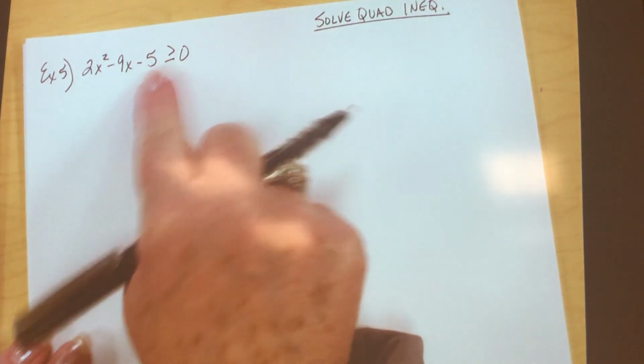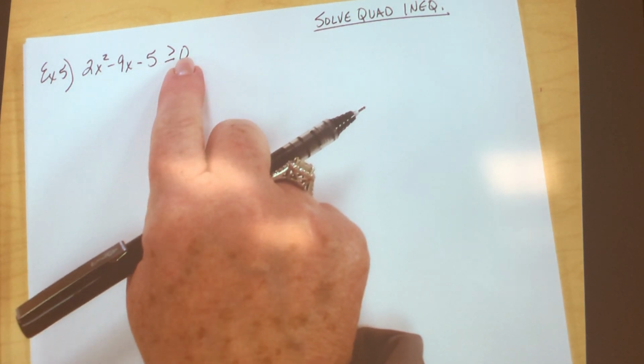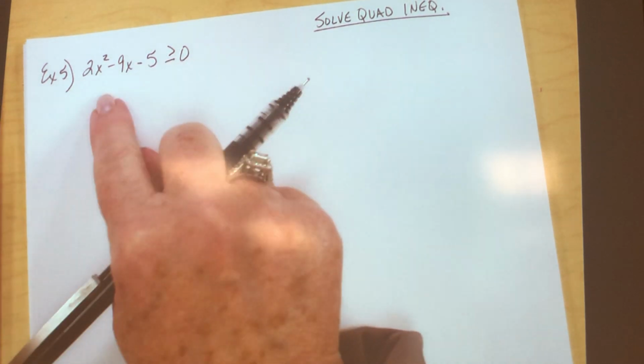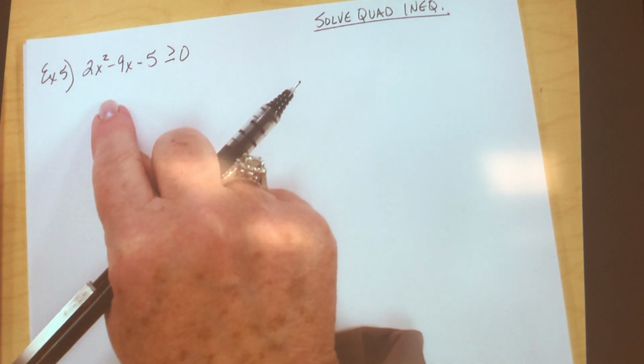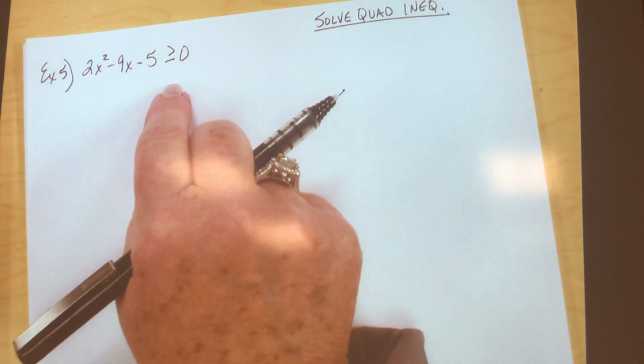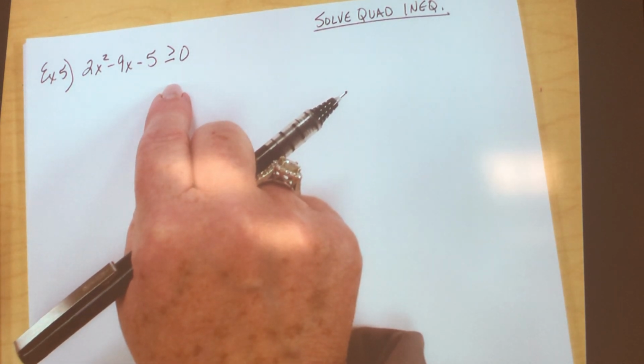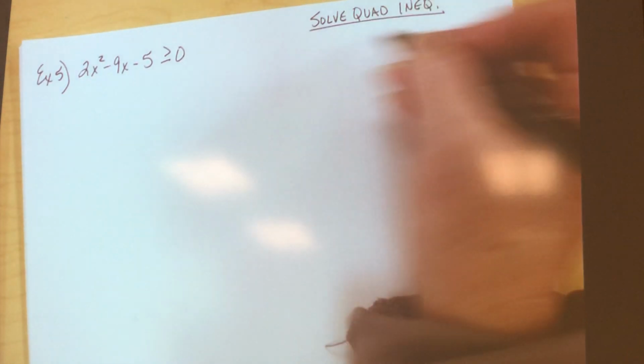Okay? So if this were an equal sign, we'd be home free. We'd try and factor that. If you couldn't factor it, how would you solve it? You could complete the square. I probably wouldn't, but you could. What always works? Quadratic formula. You could always use the quadratic formula and solve it. Okay? So, here's what you're going to do.